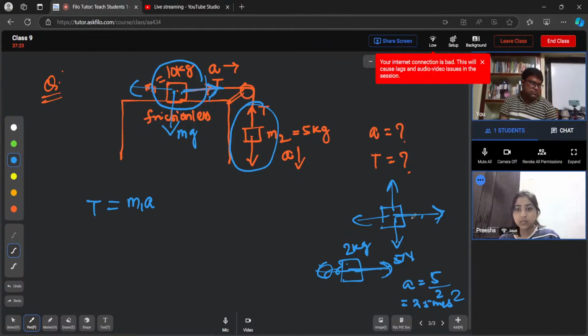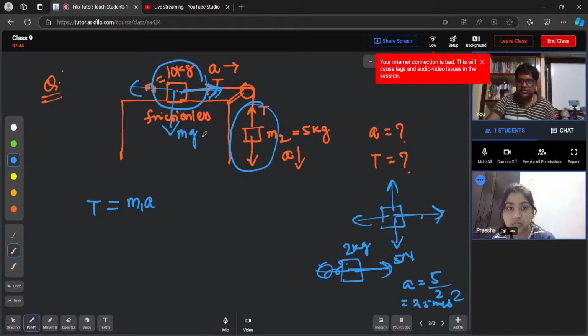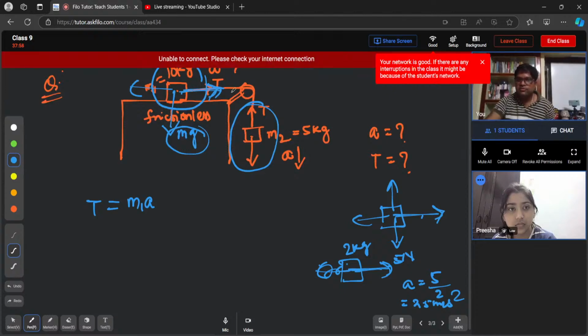So when there is an object, if there is no force to the left side, the net force is the only one force. Here tension is pulling it and the object is moving to the right, so mg has no role in the motion. If it is moving down or up, then mg is doing something. As mg is downward and the object is moving to the right, mg has no role in the motion.